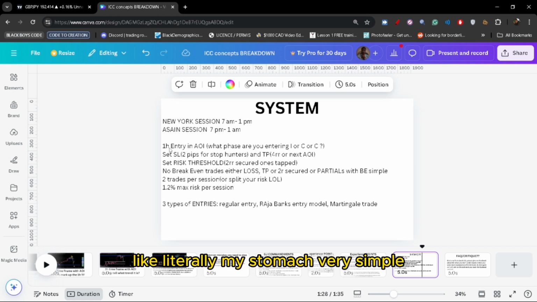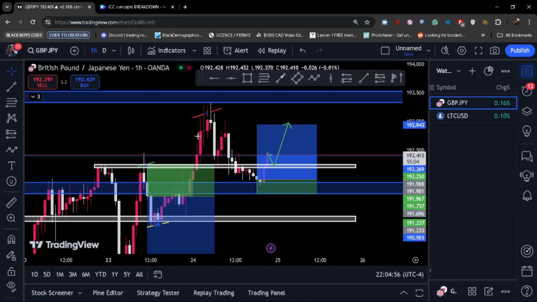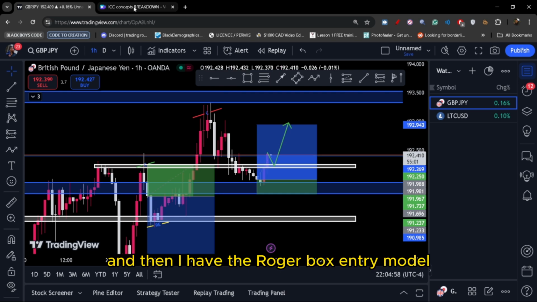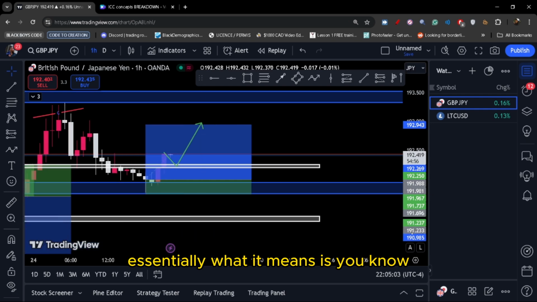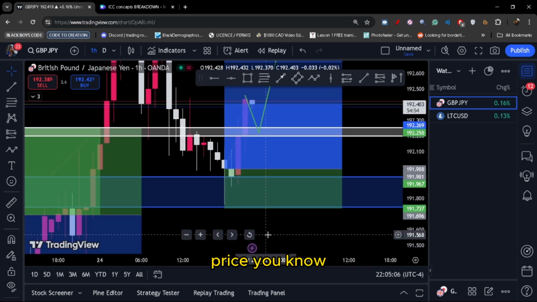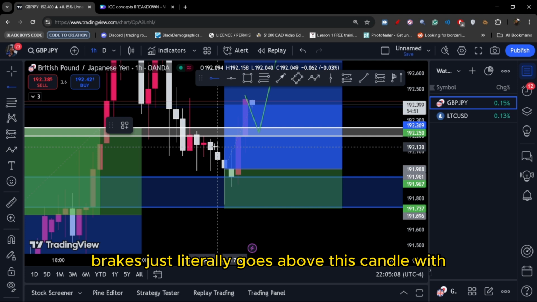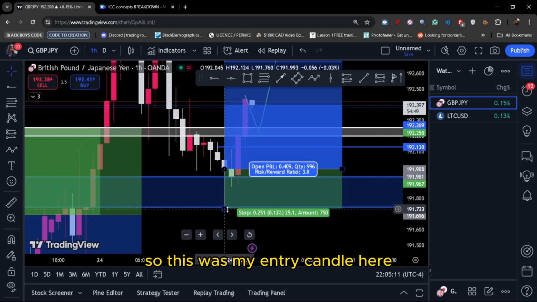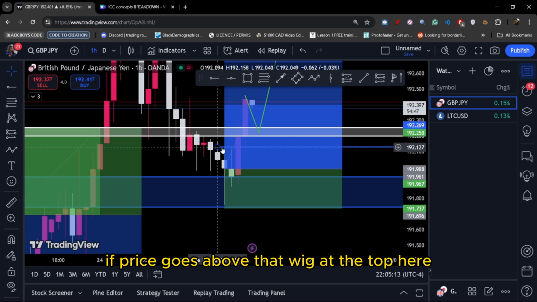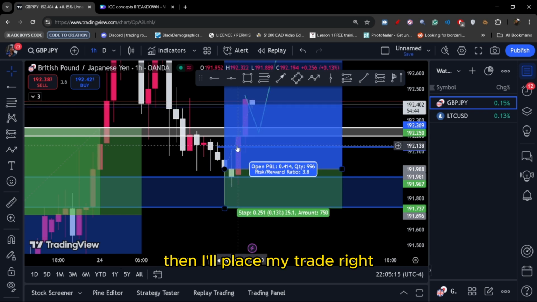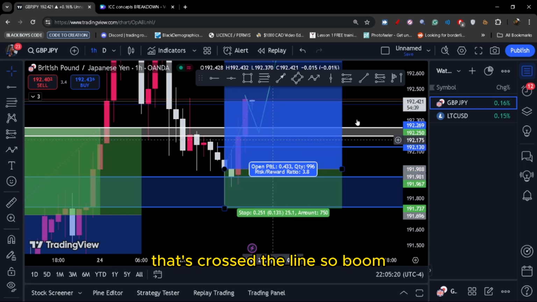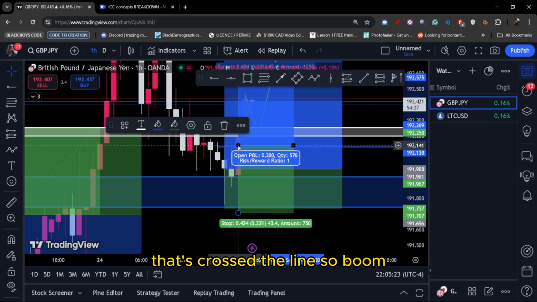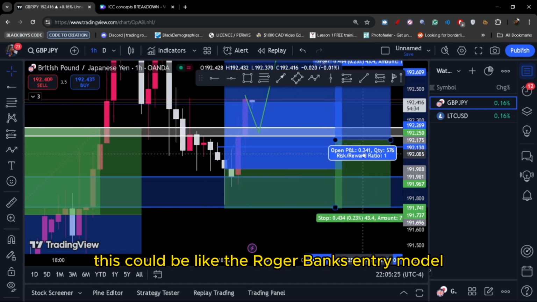And as you can see, literally my system is very simple. I have 3 types of entries. I have the regular entry here, which is a simple shooting star, and then I have the Rajabanks entry model. Essentially what it means is price breaks, just literally goes above this candle wick. So this was my entry candle here. If price goes above that wick at the top here, then I'll place my trade, right? And then stop loss literally below this candle here that crossed the line. So boom, this is going to be the Rajabanks entry model.